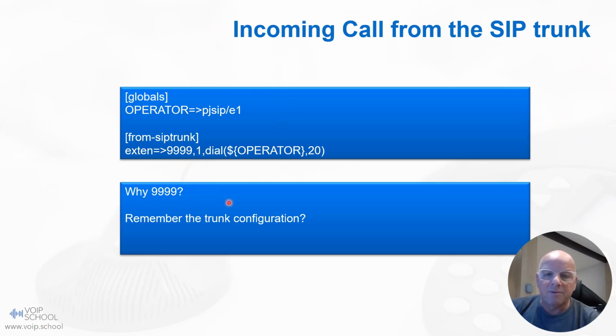Why 999? Remember the trunk configuration? The contact user is 999. So any call arriving on the SIP trunk will be translated to the extension 999 because we have configured this 999 on the SIP trunk.